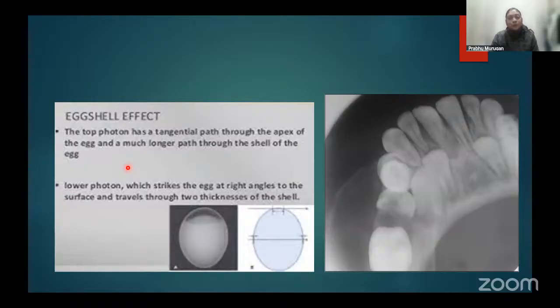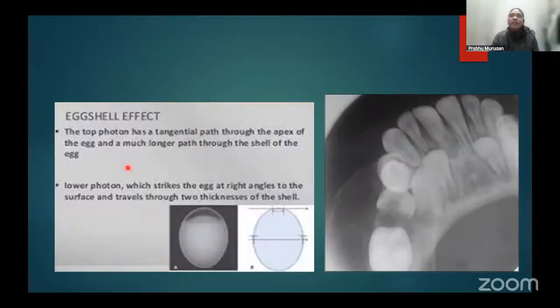Okay. One more thing that we need to know when it comes to your radiographs is your peripheral eggshell effect. This peripheral eggshell effect is something like exposing a curved surface. For example, you have an egg and you're exposing it to an X-ray. What happens is, on the top surface of the egg, as the X-ray beam passes, here you can see in this picture.